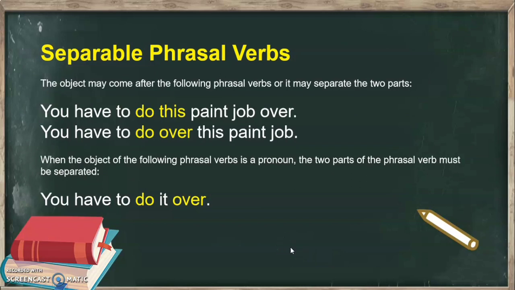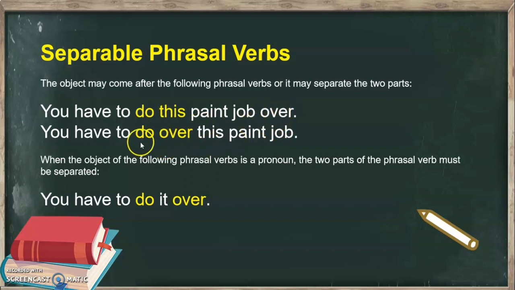I'm going to talk about the different kinds of phrasal verbs here in this video. Maybe I will go deeper into it in the next episode, but for now, let's just talk about the different kinds. First is the separable phrasal verbs. Yes, you're right, separable because they can be separated. For example, we have here: you have to do this paint job over. You have to do over this paint job. What did you notice? So we have do over, right?